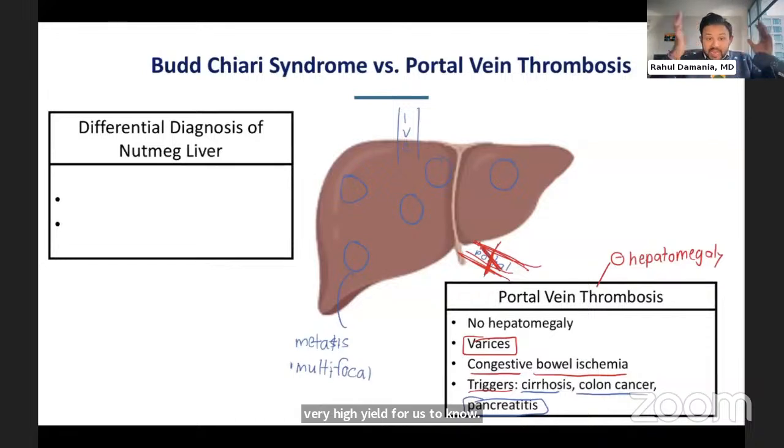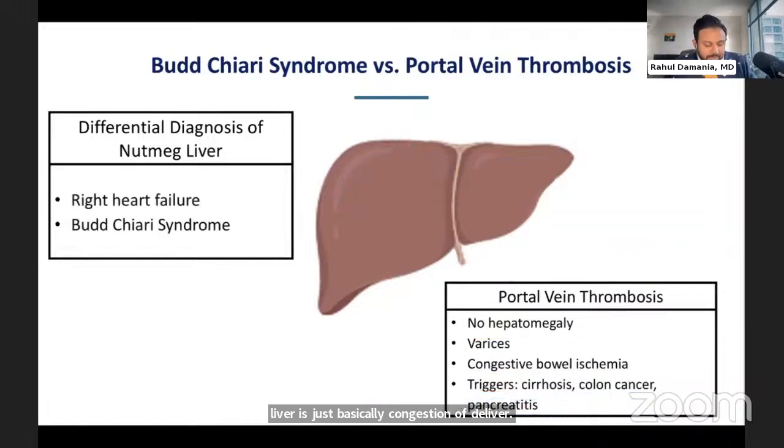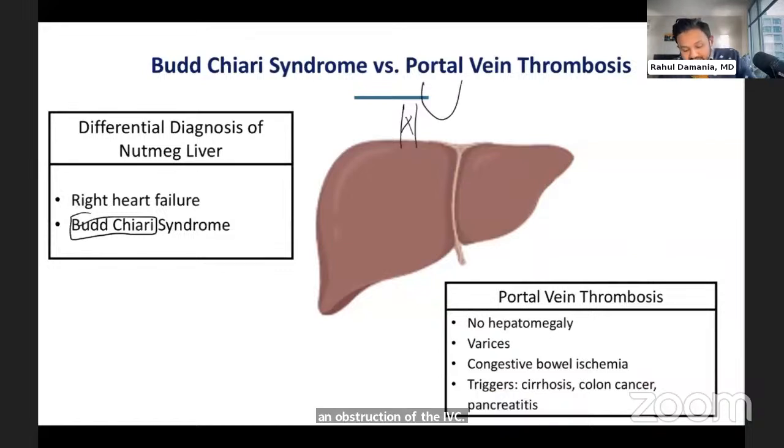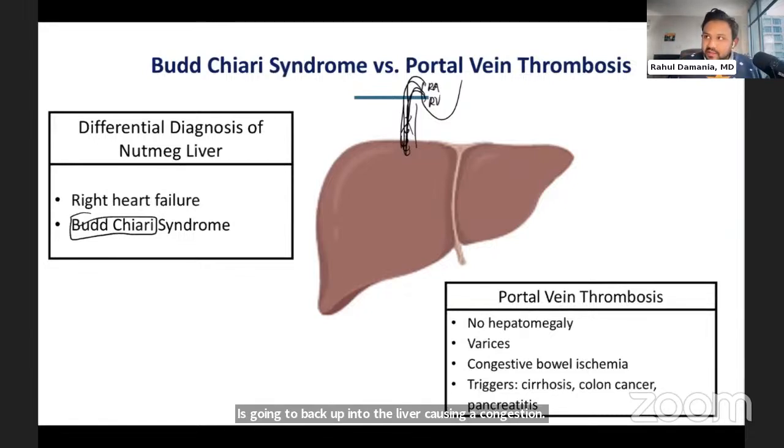Now, the differential diagnosis of nutmeg liver is also going to be high yield for us to know. Nutmeg, I mean, it's just like Christmas right now. So nutmeg liver is just basically congestion of the liver, okay? This congestion of the liver is going to be due to, number one, Budd-Chiari syndrome, which is an obstruction of the IVC, or if the right ventricle backs up into the RA and all that blood is going to back up into the liver, causing a congestion, and that's known as nutmeg liver.